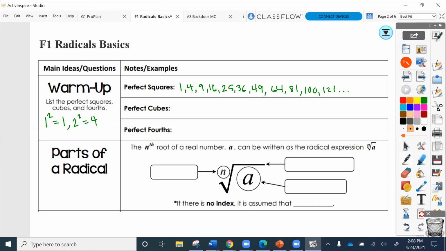Now let's think about perfect cubes. So if we had 1 cubed, we'll get 1. If we have 3 cubed, oops, let's make that a 2. If we have 2 cubed, that would be equal to 8, and so on. So the first perfect cube is 1, the second perfect cube is 8, and so on.